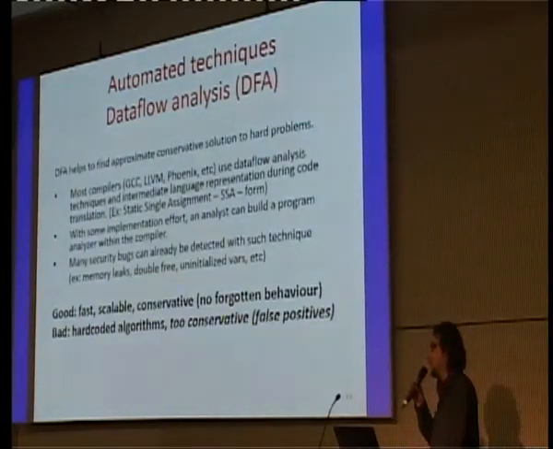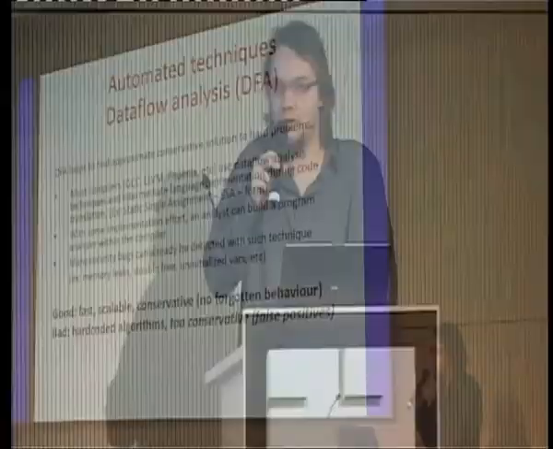It's conservative. Conservative means that it's going to compute an over-approximation of the result. So sometimes you're going to say that you have a bug, but you don't have a bug, so it's a false positive. So you don't miss bugs, but at least it goes fast.